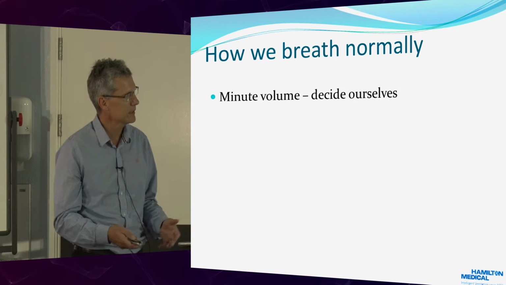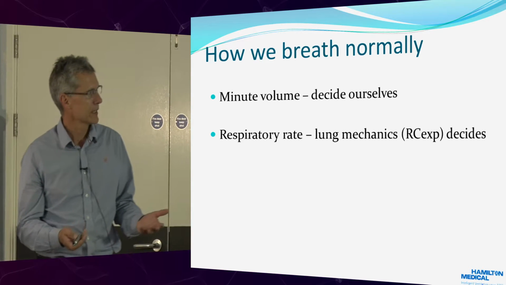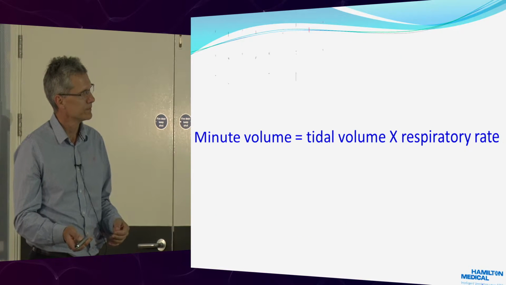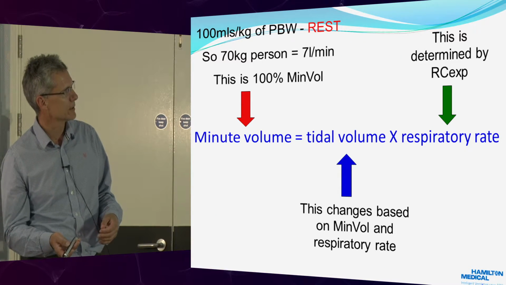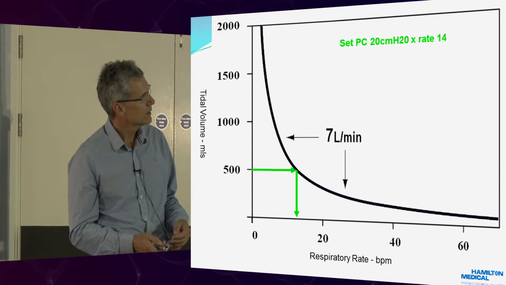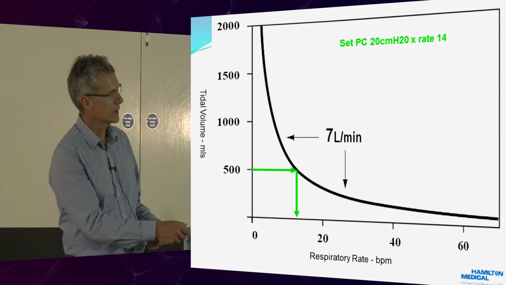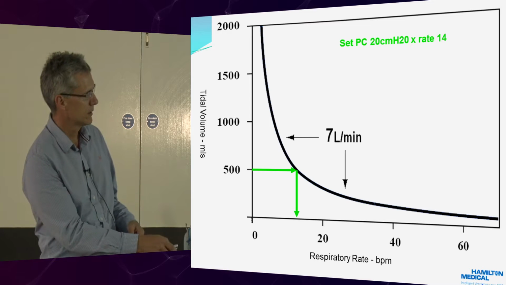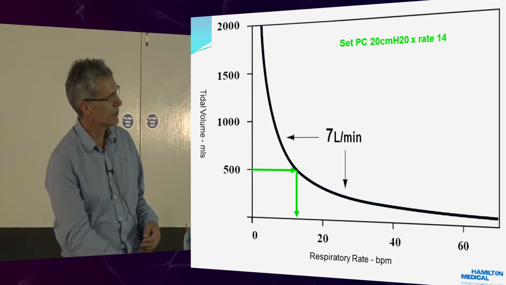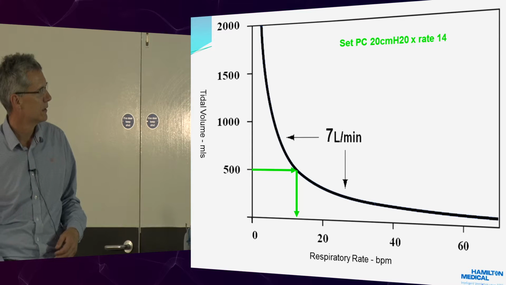So how we breathe normally: we decide the minute volume ourselves, and our lung mechanics determine the time constants, and we get the tidal volume. Right, so fixed pressure. If I come along and I've got a 70 kilogram person, I'm going to say their minute volume is 7 litres. I'm going to give them a tidal volume of 500 and a rate of 14. And if I set a pressure of 20, that's going to give me a tidal volume of 500.